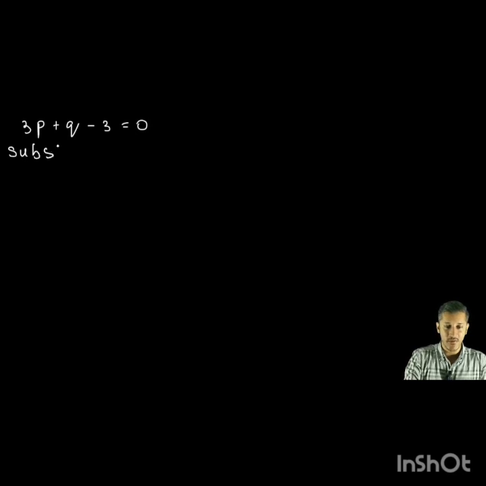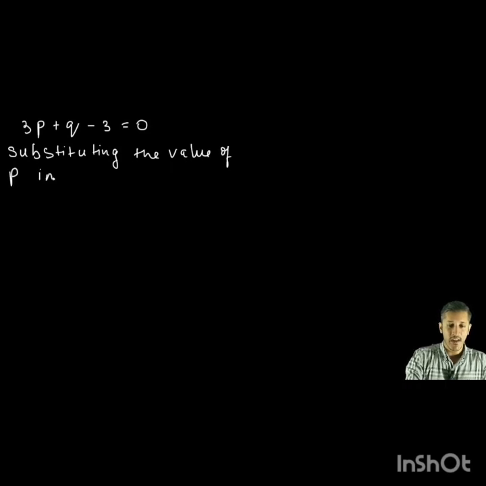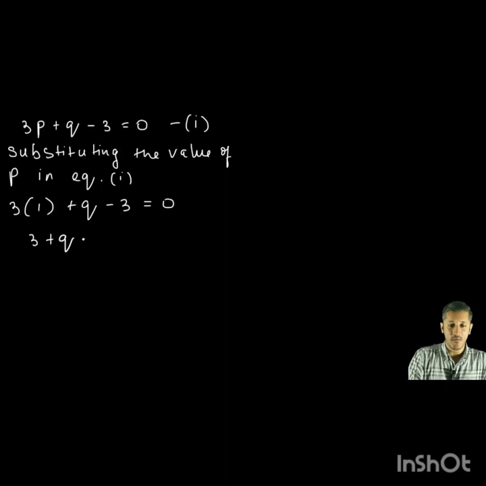This was the first equation that we have, and we are substituting the value of p in this equation. So substituting the value of p in equation 1. So what do we get here? 3 times the value of p that we got as 1, so 3 times 1 plus q minus 3 equals 0. So 3 times 1 is 3, 3 plus q minus 3 equals 0, plus 3 and minus 3 will get cancelled, and therefore q equals 0. The value of q that we're getting is 0.